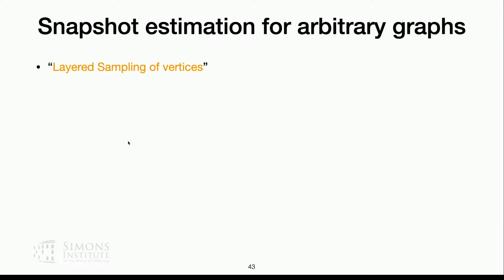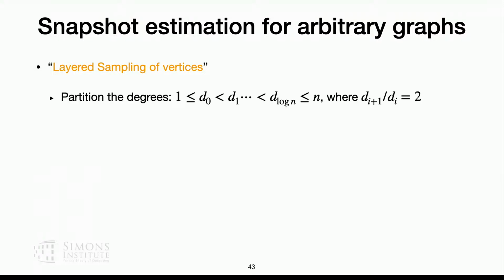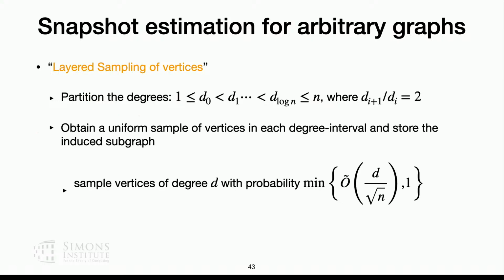We do this thing called layered sampling of vertices, where in our final graph, we want to see some kind of uniform sample from every degree class. So what we do is partition the entire degree range into log n many intervals, and then we try to get a uniform sample of vertices in each degree interval and store the induced subgraph there.